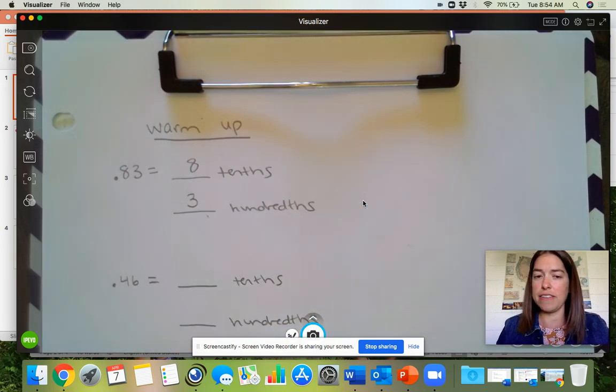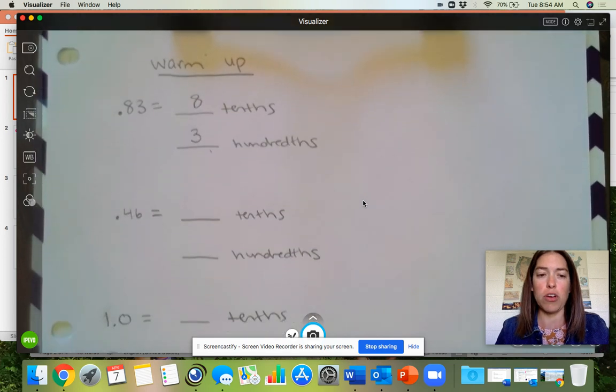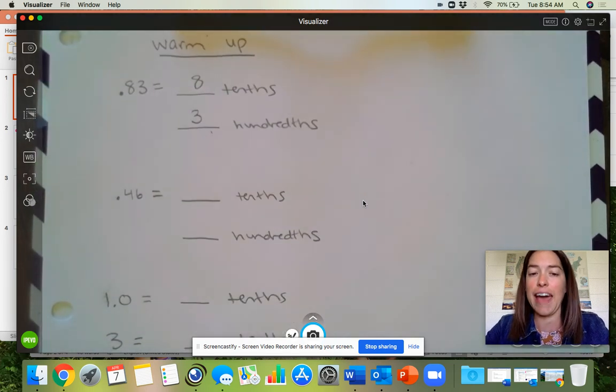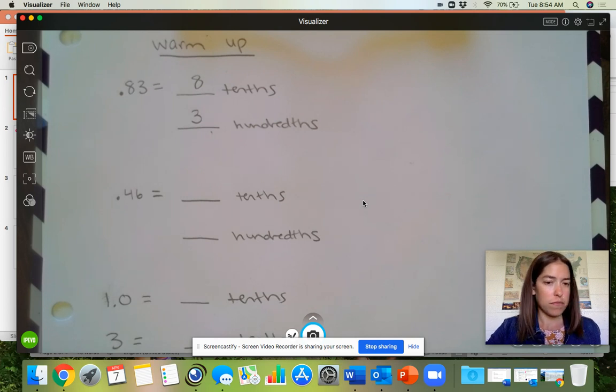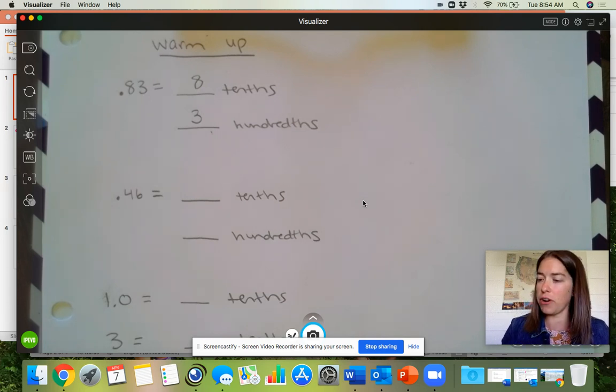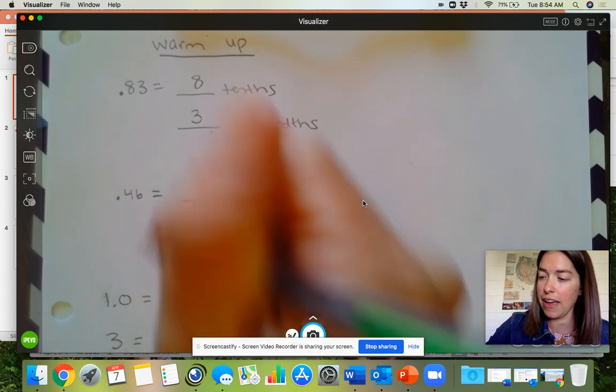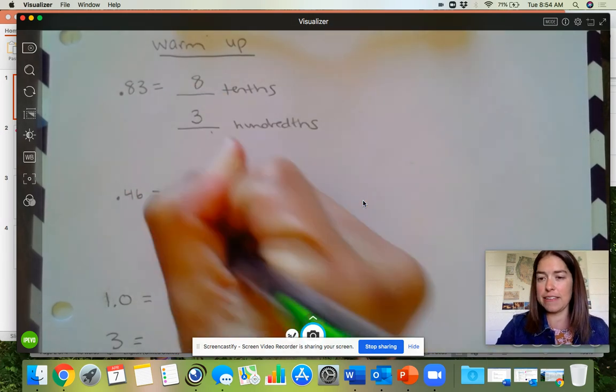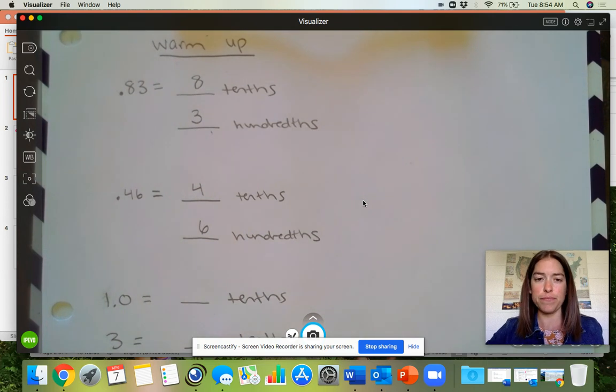I want you to try this next warm-up one on your own. 46 hundredths is how many tenths and how many hundredths? Go ahead, find some room on your paper to fill it in. All right, very nice work. You are exactly correct. 46 hundredths does have 4 tenths and 6 hundredths.